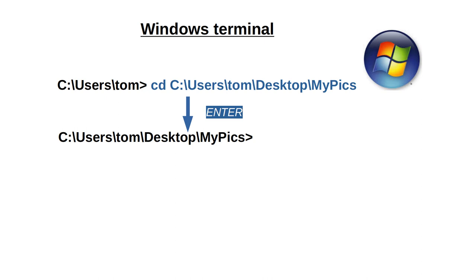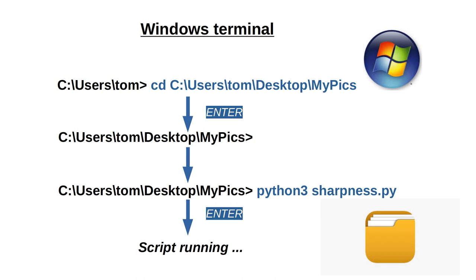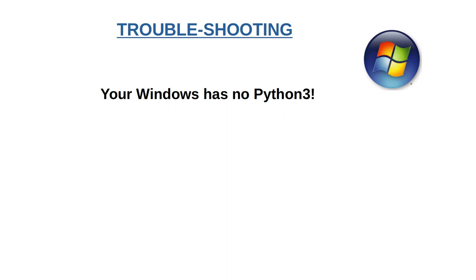Behind the new prompt with the folder name, I now type Python 3 and the name of the script, just like I did for Mac or Linux. I hit enter and magically a results.txt file will appear in the My Pics folder next to the photos. You can access it via normal file manager and take a look at the results. This all sounds quick and simple, but let's do some troubleshooting too, just in case.